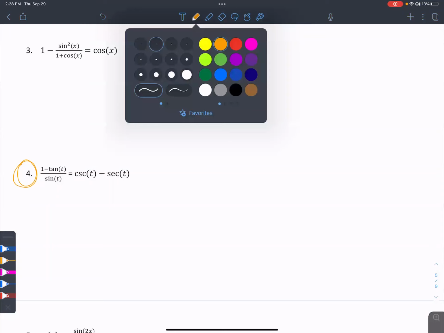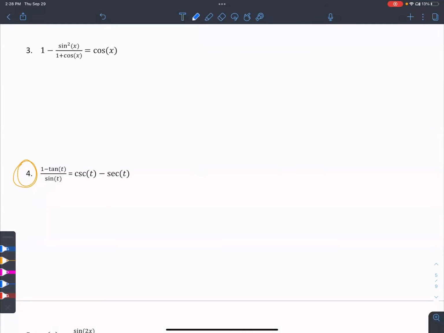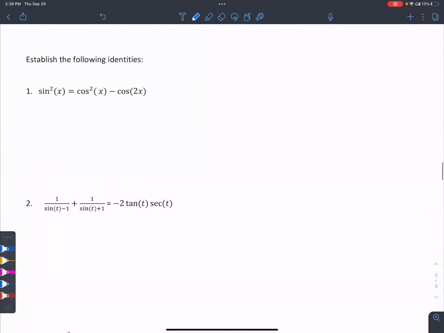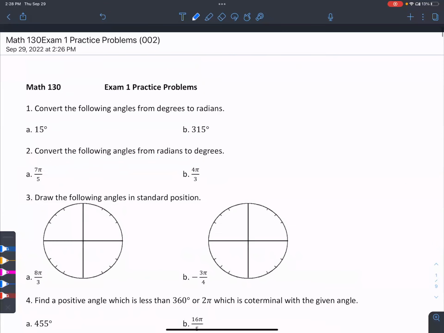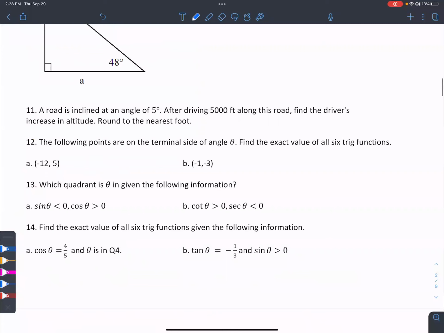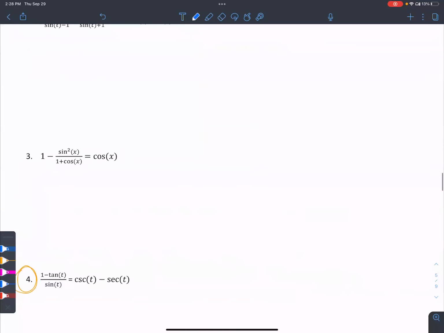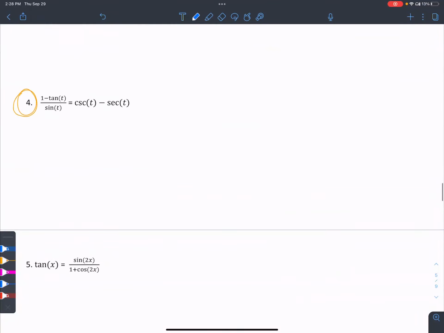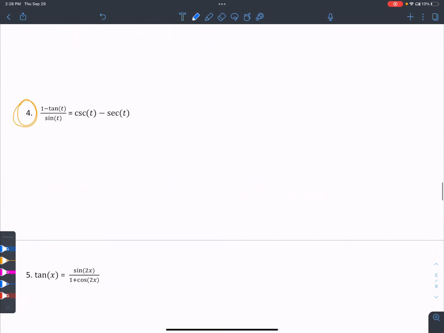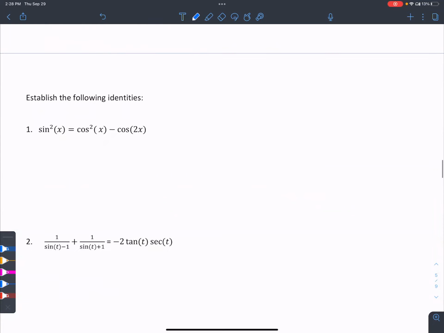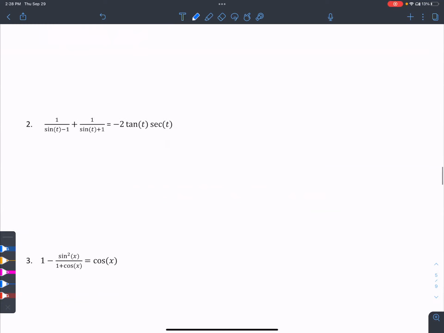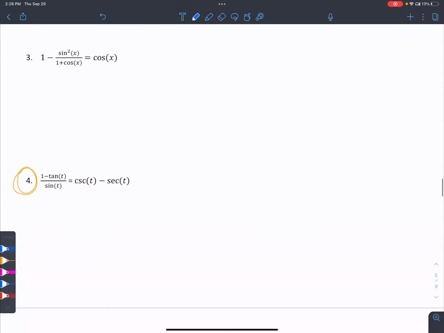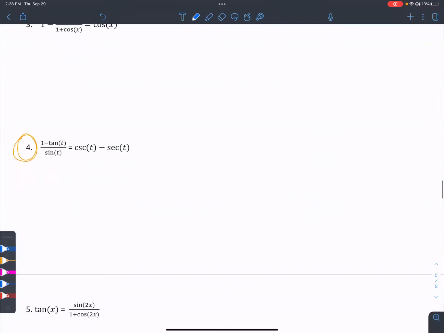Okay, so I'm going to go through some of the problems on this exam one practice problems sheet. There were a few questions sent to me in my email. I'm going to go ahead and answer those. So number 4, this is a verify or establish the following identities problem. So let's go for it.